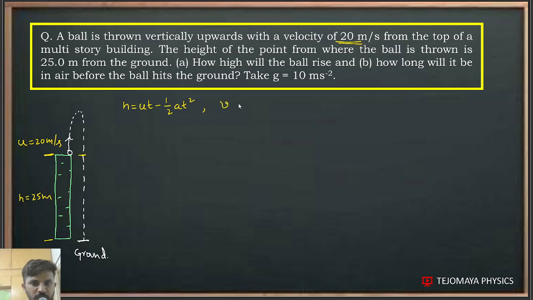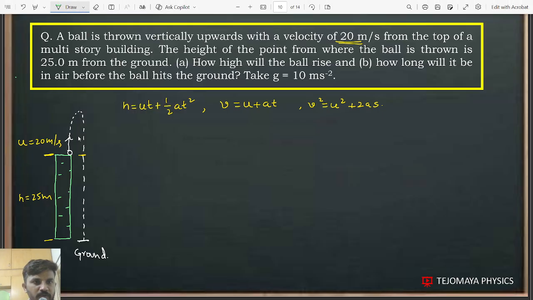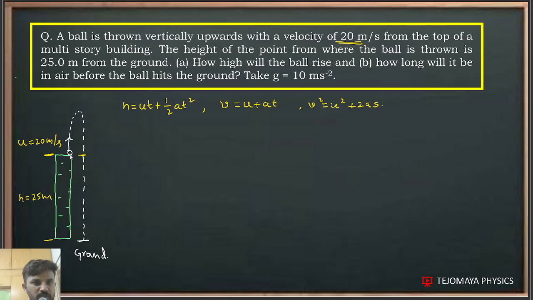We have three equations of motion: v is equal to u plus at, s is equal to ut plus half at square, or v square is equal to u square plus 2as. These are the equations of motion. You can use them whenever we want. You can write the height as h dash or h1, or you can use v is equal to u plus at also.